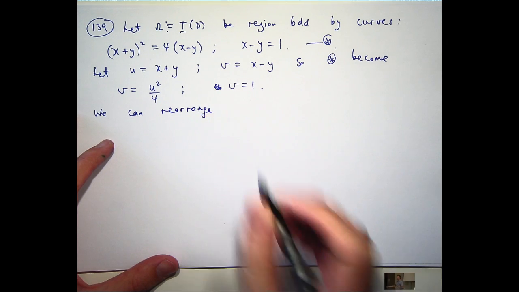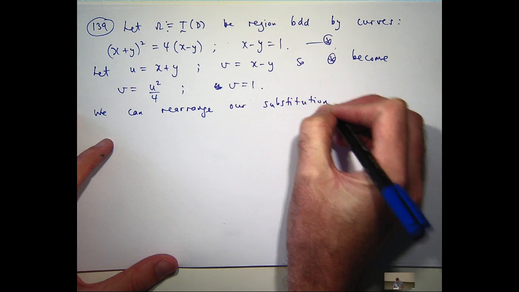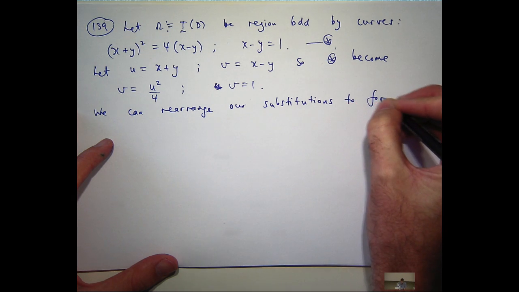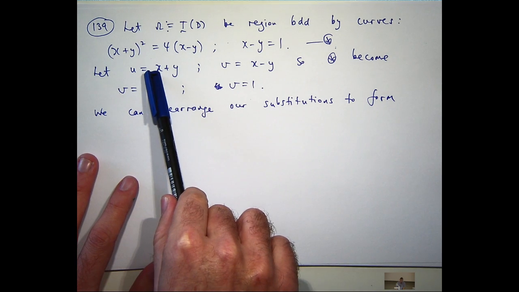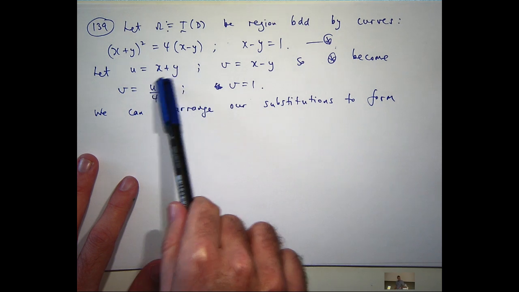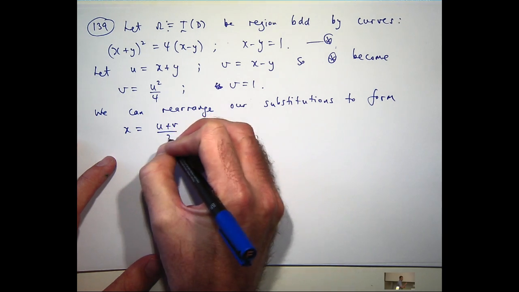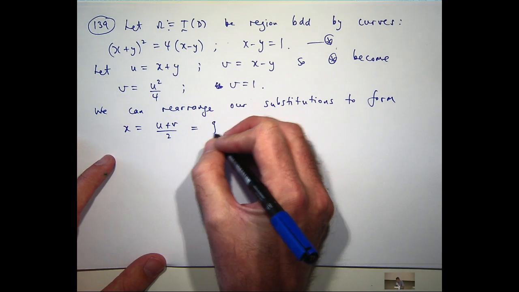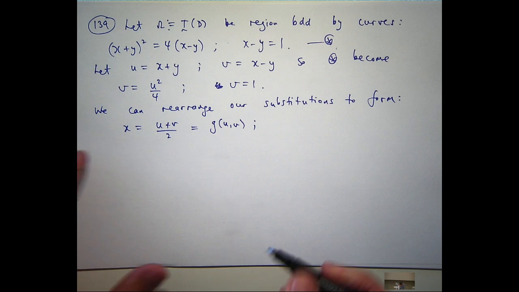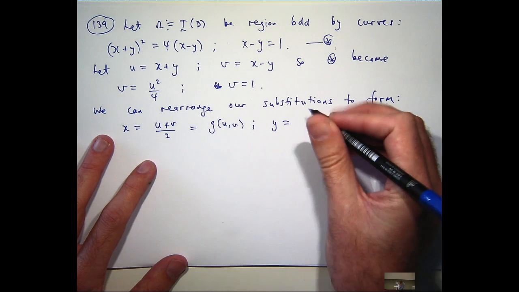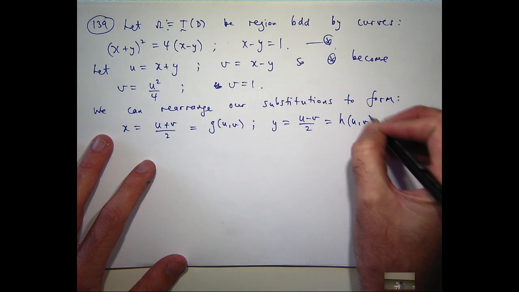And I'll show you how to do that in a minute. Okay, so if I just add these two equations together and rearrange, I'm going to get something like x equals (u plus v) all on 2. So that'd be your g of u, v. And if I take one equation away from the other one, I'll get y equals (u minus v) on 2. So that then is your h function.